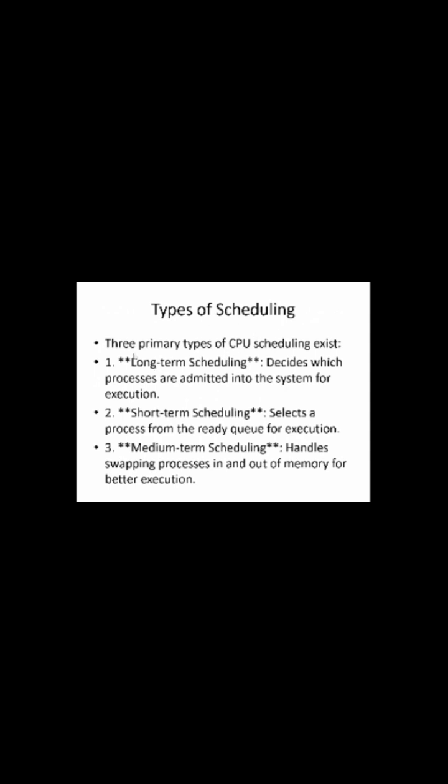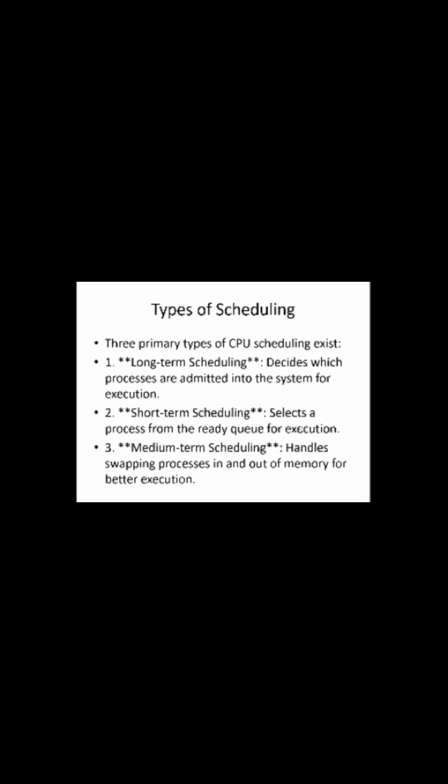Types of CPU scheduling. So there are three primary types of CPU scheduling. First, long-term scheduling, short-term scheduling, and medium-term scheduling. So we can see them one by one. So first, long-term scheduling. The long-term scheduling decides which processes are admitted into the system for execution. So it tells which processes can be admitted to the system for execution.